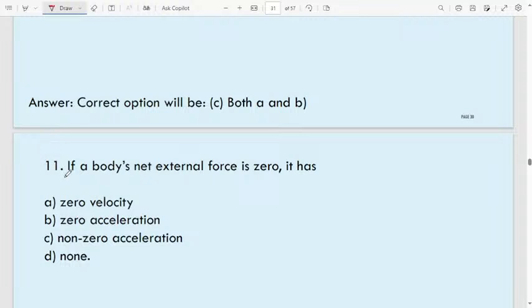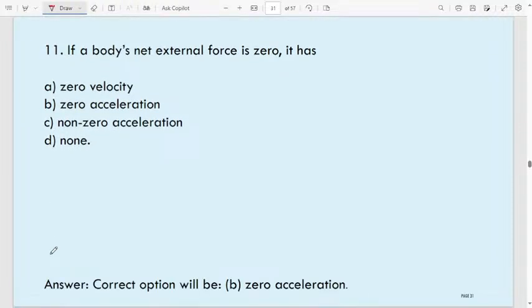If a body's net external force is 0, it has option A, 0 velocity, option B, 0 acceleration, option C, non-zero acceleration, option D, none. If a body's net external force is 0 means it will experience 0 acceleration.